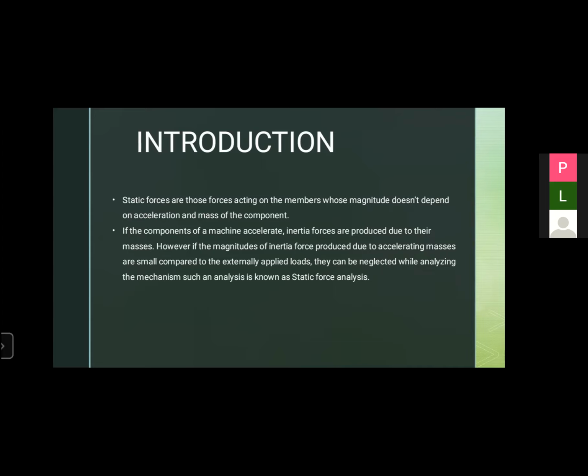If the components of a machine accelerate, inertial forces are produced due to their masses. However, if the magnitude of inertia force produced due to the accelerating masses is small compared to the external applied force, they can be neglected while analyzing the mechanisms and such an analysis is known as static force analysis. So in a static force analysis, we all know that when the components accelerate, inertial forces will be produced due to their masses in the opposite direction. If these forces are smaller in magnitude, these can be neglected since these are very small compared to the large values.